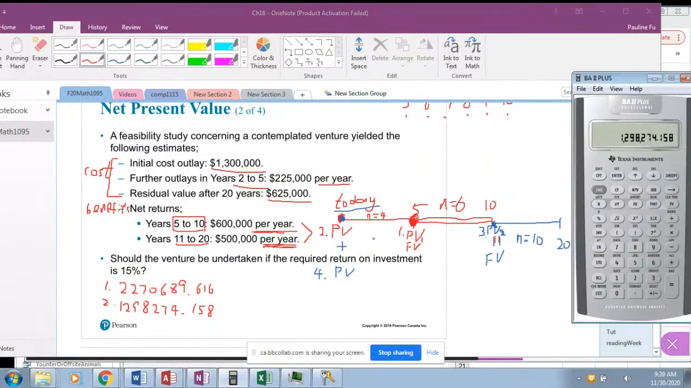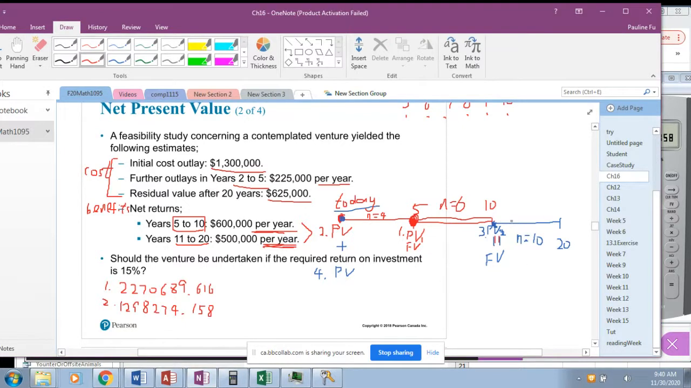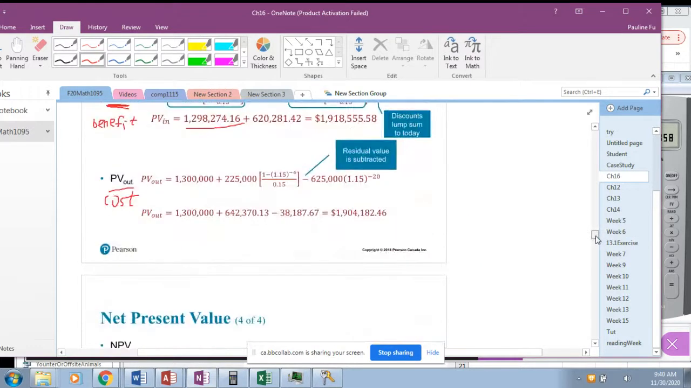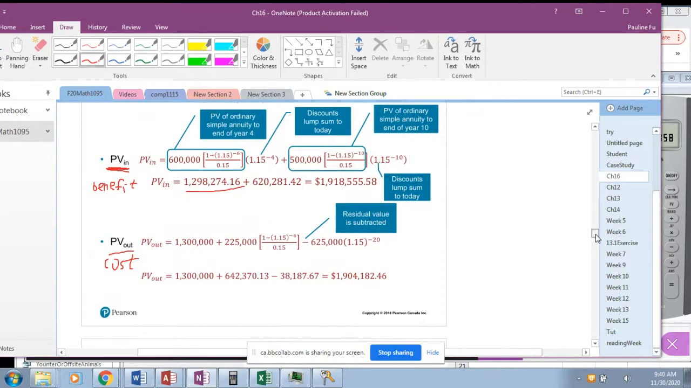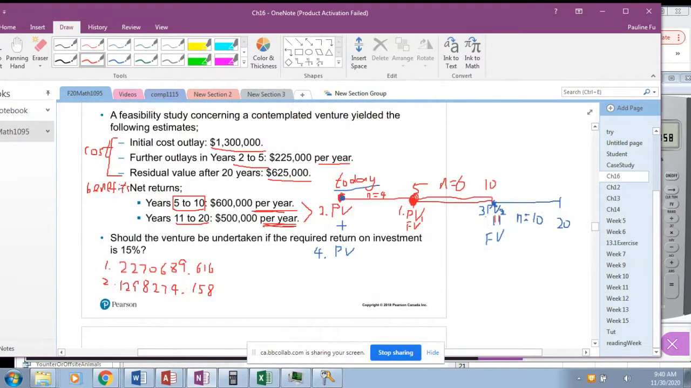All right, so I did step 2: the present value of the annuity from year 5 to year 10. By the same procedure, I will do step 3. What is the present value of the annuity from year 11 to year 20? And then step 4, what is the present value? So in step 3, from year 11 to year 20, n equal to 10.